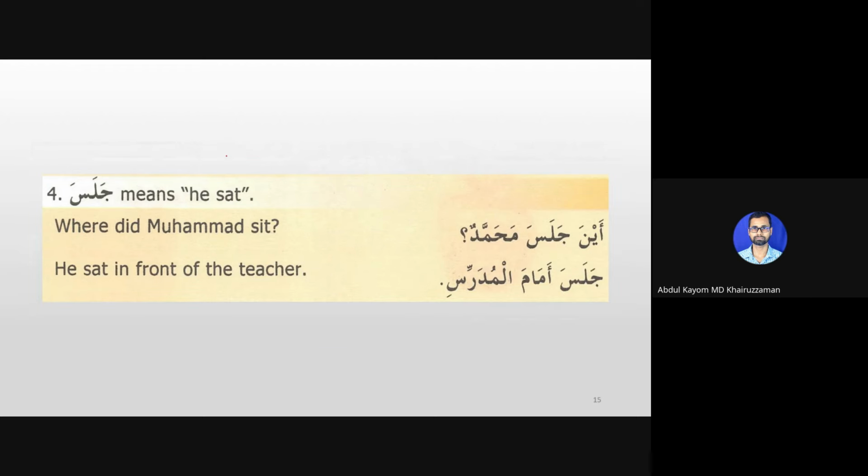Then we have learned the word jalasa. Jalasa means he sat, a verb, past tense. If I say jalasa Hamidun, Hamid sat. So we can make a question like this: Aina jalasa Muhammadun? Where did Muhammad sit? Jalasa amamal mudarrisi. He sat in front of the teacher.